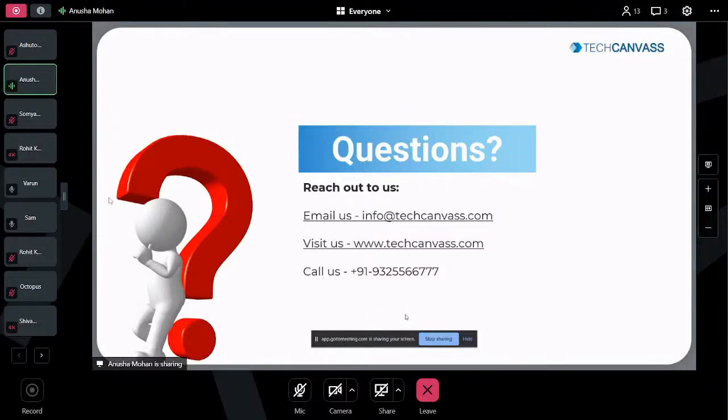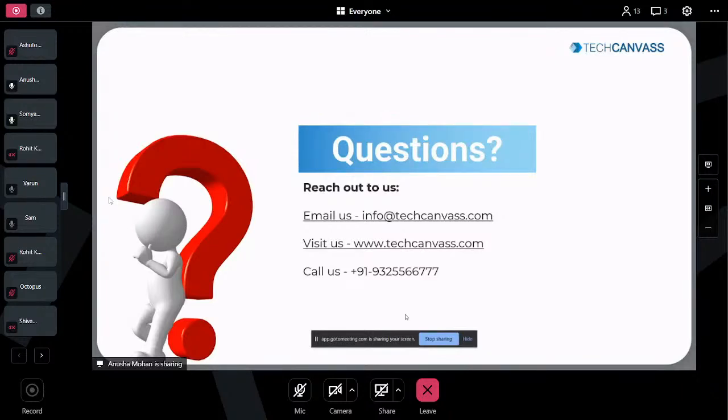Soumya, can you let me know if there are any questions around this? Yeah, so we have two questions. Rohit asked how this certificate is helpful for someone who is working as a business analyst to enhance their career.